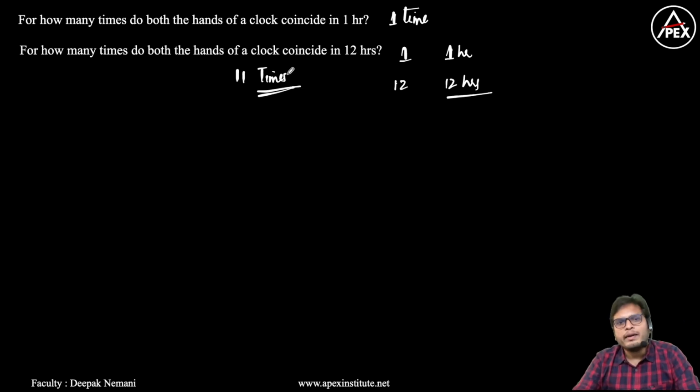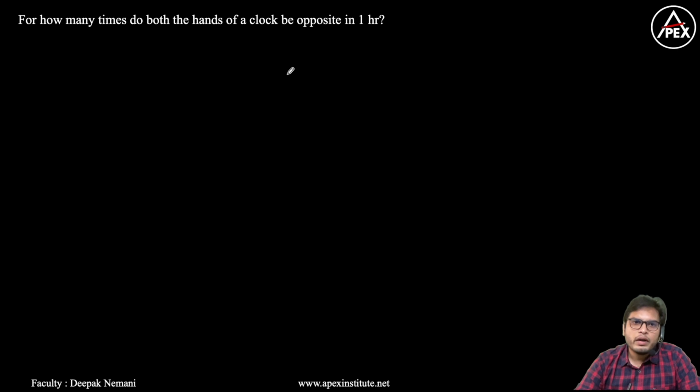Now why is that one time less? Can you find out why? That's because between 11 o'clock and 1 o'clock, both the hands of a clock coincide for only once. Between 11 o'clock and 1 o'clock, you have both the hands together for only one time, and that too exactly at 12 o'clock. So that's the reason you have both the hands of a clock coinciding for only 11 times in 12 hours.